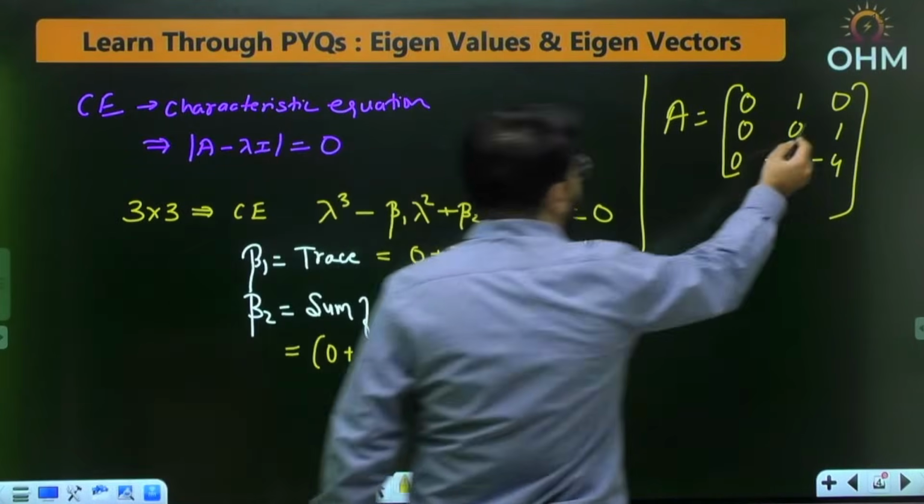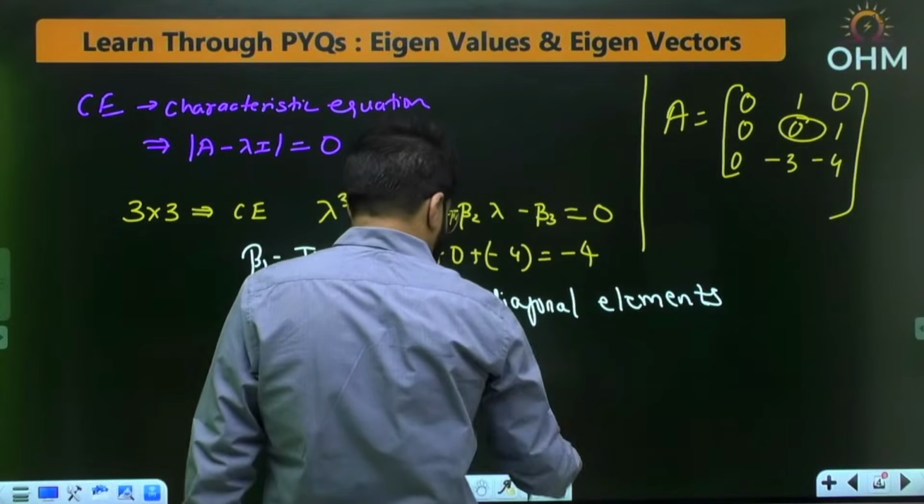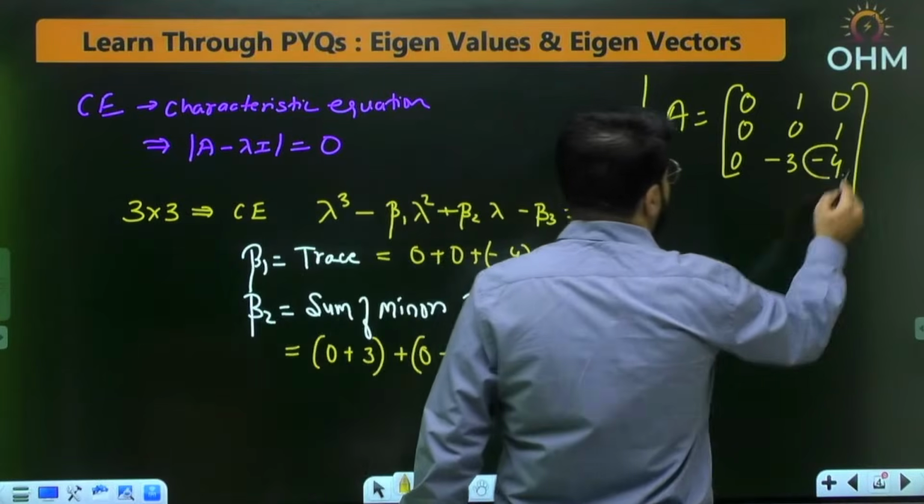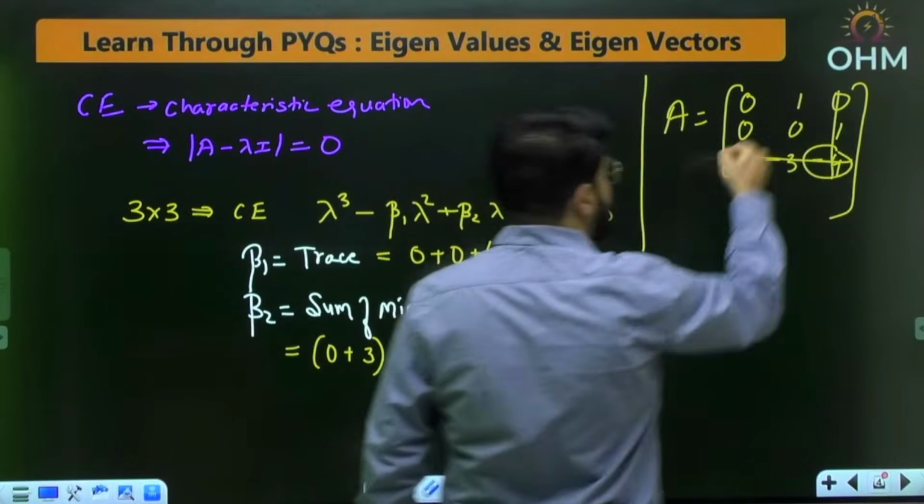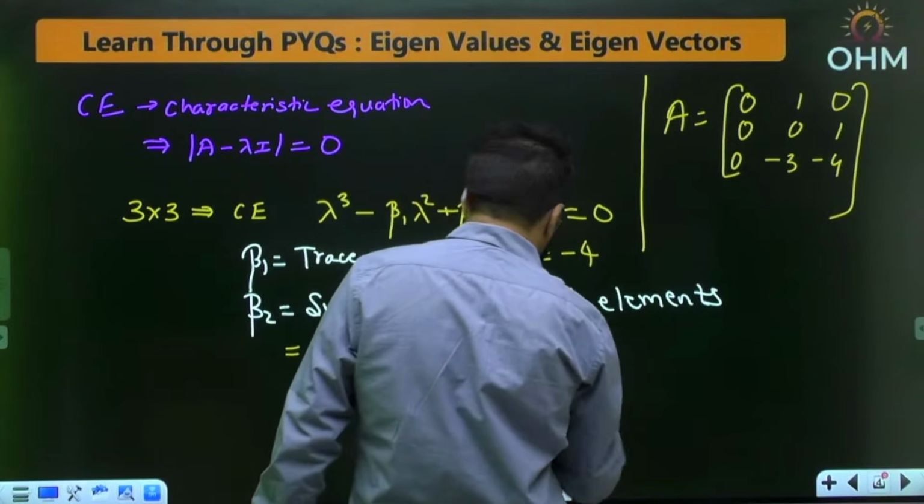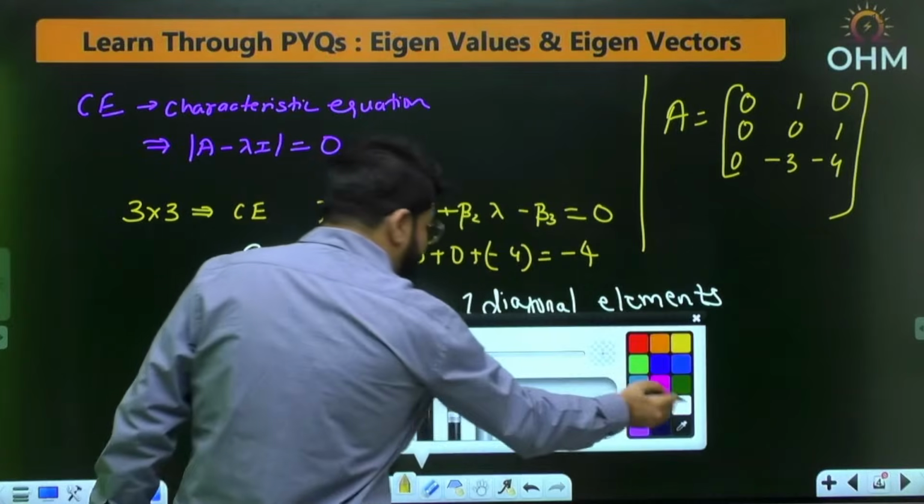Then second diagonal element, delete the row and column. 0 minus 0. And plus, this is the third diagonal element, deleting the row and column. This minor is also turning out to be 0. So net value is 3. Then coming to beta 3.